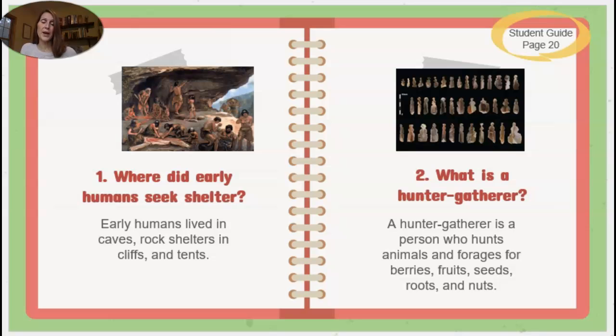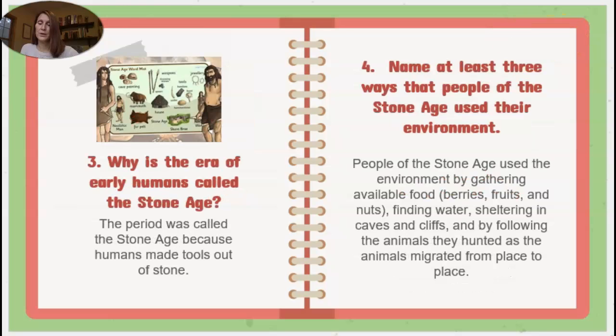Number 2, what is a hunter-gatherer? A hunter-gatherer is a person who hunts animals and forages for berries, fruits, seeds, roots, and nuts. Question number 3, why is the era of early humans called the Stone Age? The period was called the Stone Age because humans made tools out of stone.